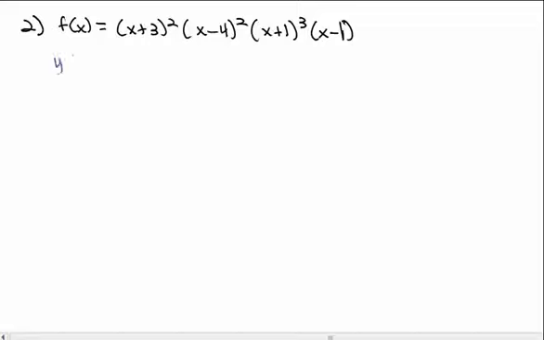Again, we're going to start with the y-intercept, making all the x's equal to 0. So we have 3 squared times -4 squared times 1 cubed times -1. 3 squared is 9, times -4 squared is 16. Be careful putting that negative in parentheses. Times 1 cubed times -1, that's going to be 144 negative.